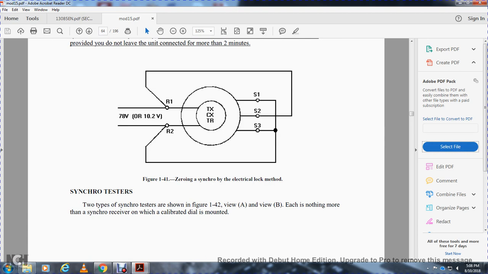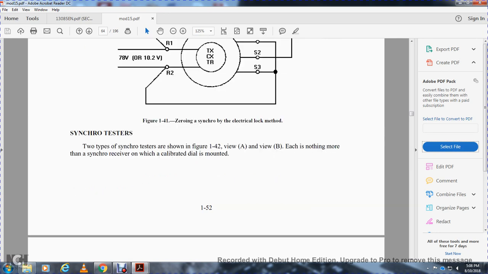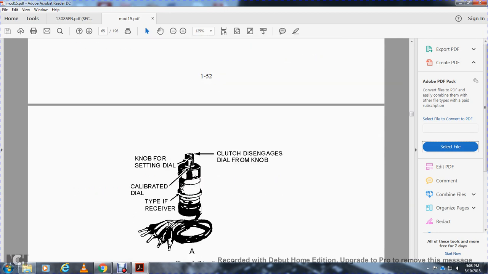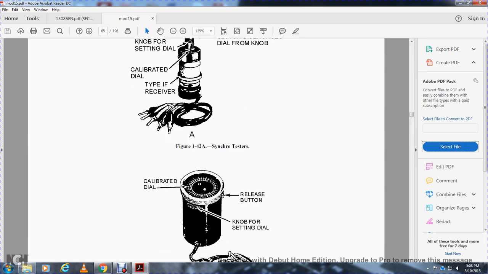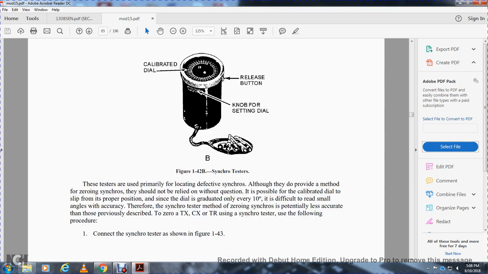All right, the synchro tester. The two types of synchro testers are shown in figure 142, view A and view B. Each of them is nothing more than a synchro receiver with a calibrated dial mounted. This shows the knob of the setting dial with the calibrated dial, and the type of receiver with a clutch that disengages the dial from the knob. The calibrated dial has a release button with the knob of the setting device.